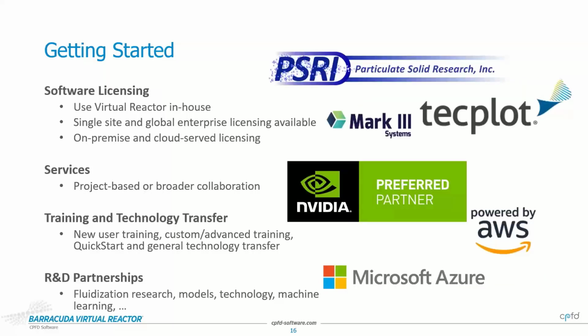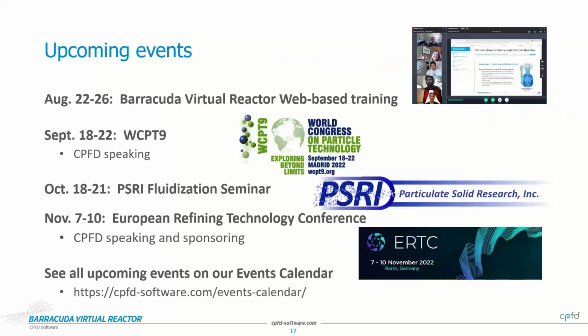Finally, we work with people in a variety of custom ways through various R&D partnerships, whether it's fluidization research, developing new numerical models, technology development, or other things. R&D partnerships can be direct with us or collaborative with some of our other strategic partners listed here on this slide. So talk to us if you have interest in that.